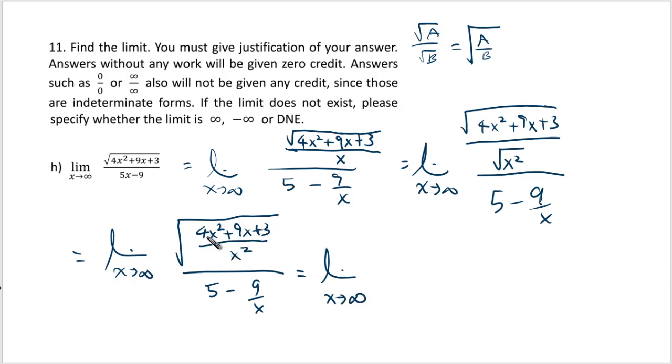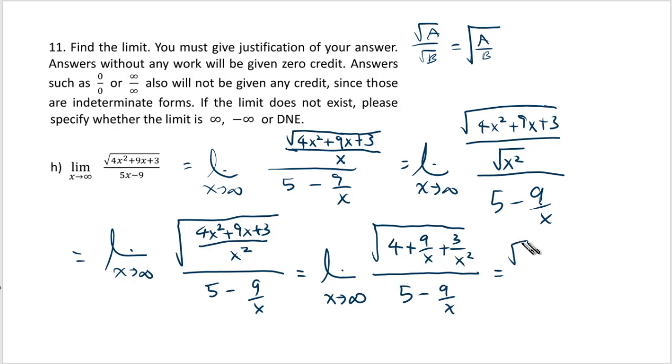Okay, now you have 4x squared divided by x squared. What's that? That's just 4. 9x divided by x squared is 9 over x. 3 divided by x squared is 3 over x squared. So what I did was I took this fraction and I made it into 3 fractions. It's the sum of this over this, this over this, this over this. So those 3 fractions are written. And now you can send x to infinity. All of these that have x in the denominator, they're going to go to 0, right? So you end up with square root of 4 divided by 5, which is 2 over 5.